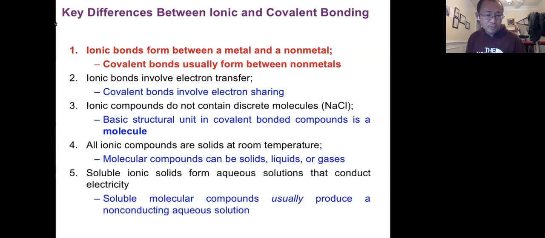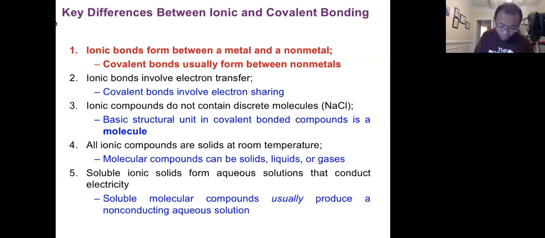Number 4, ionic compounds are solids at room temperature. All ionic compounds are solids at room temperature. But compounds we learn in this chapter can be in all types of states: solids, liquids, and gases.